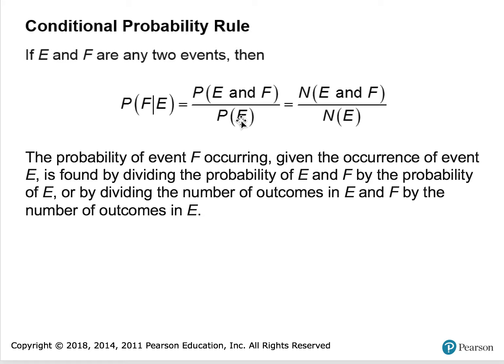Now, since these are going to be fractions, we can simplify that to one fraction, because we don't want a fraction over a fraction. We could do the algebra to simplify that, or we could just simplify our formula and say it's the number of occurrences of E and F divided by the number of occurrences of just E. Okay, let's see an example of that.